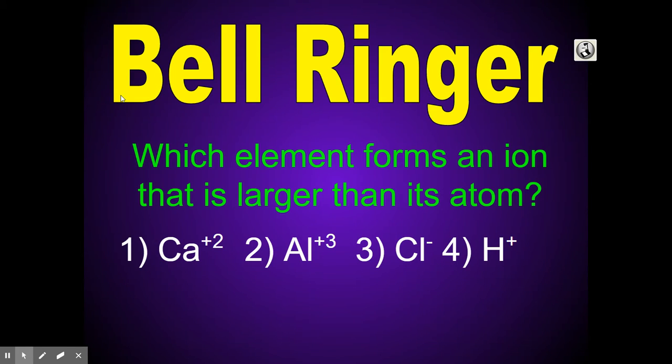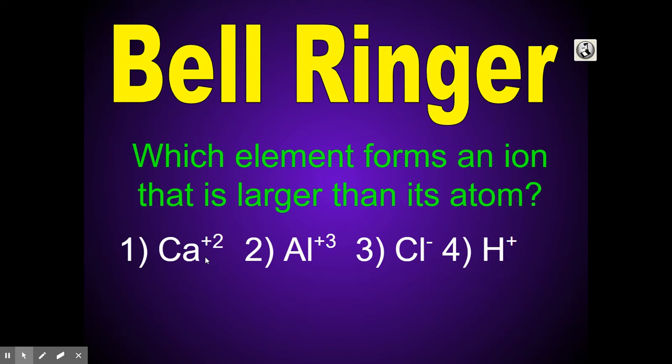Which element forms an ion that is larger than its atom? So looking at this, you have positive ions and negative ions, generically speaking. A positive ion is an ion that will lose electrons when it forms from its atom, and a negative ion is an ion that will gain electrons when it forms an ion from its atom. So if you're looking here at calcium with a +2, that means it lost 2 electrons. If it loses electrons, the thing's going to get smaller. So the atom has, for calcium, 20 electrons. It forms a +2 ion, so it's going to go down to 18 electrons.